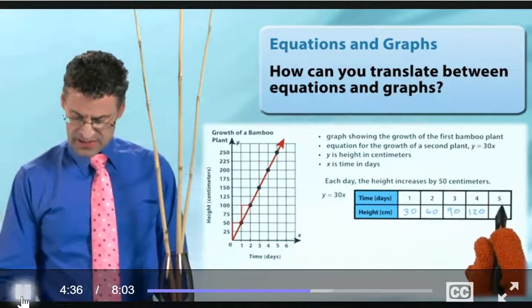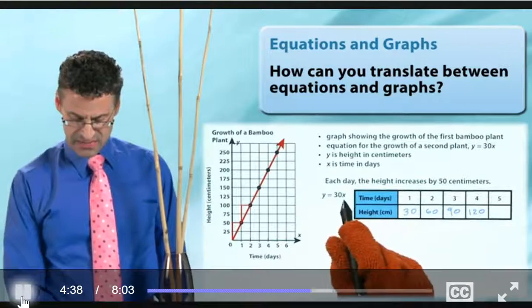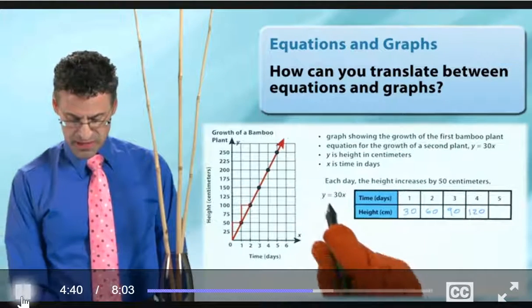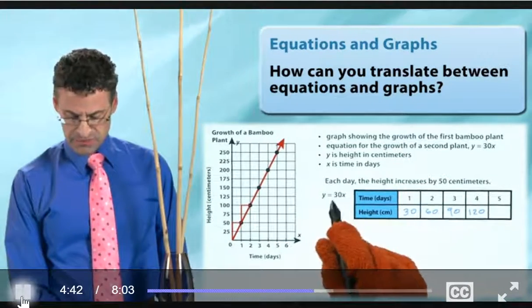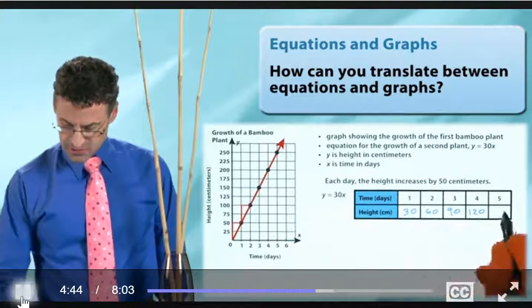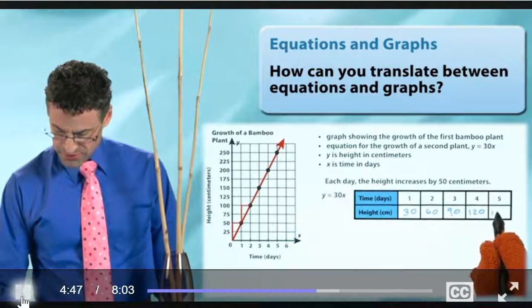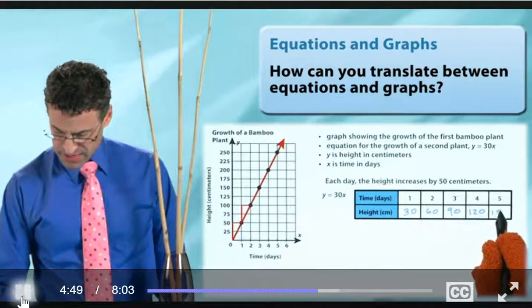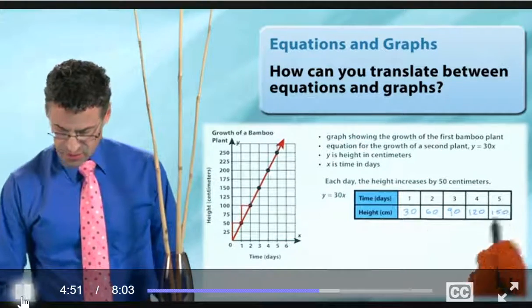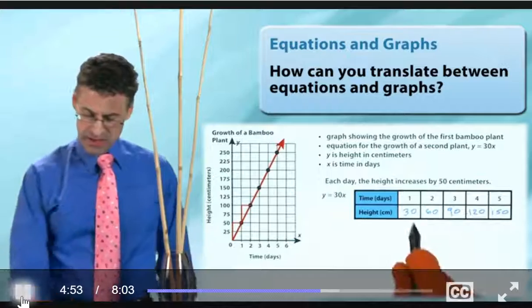And then if we have 5 days, that means the time is 5. That means x equals 5. So the corresponding y, height, would equal 30 times 5. And 30 times 5 is 150. Now, when you look at these numbers, what do you see as we go?